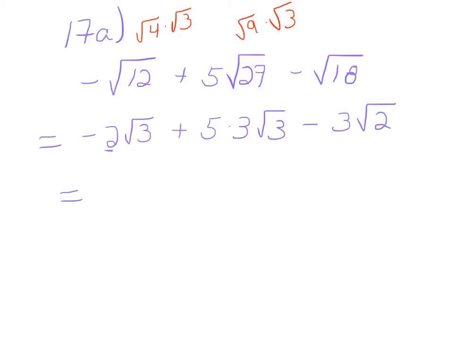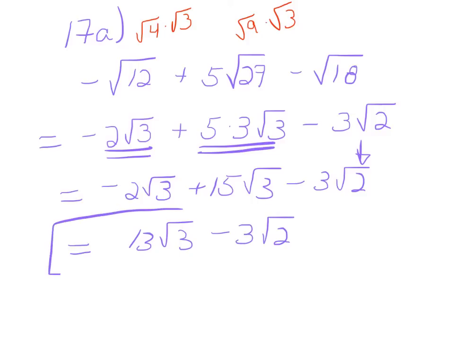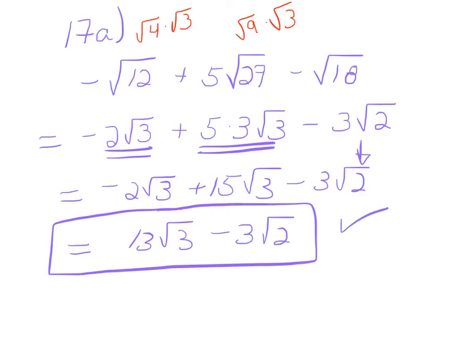And we put that all together, we see these are like terms. So we have negative 2 square root of 3 plus 15 square root of 3, which is going to give us 13 square root of 3. And the negative 3 radical 2 can't be changed or combined because it's not the same radical or radicand. And that's it. So that's your final answer for 17A.